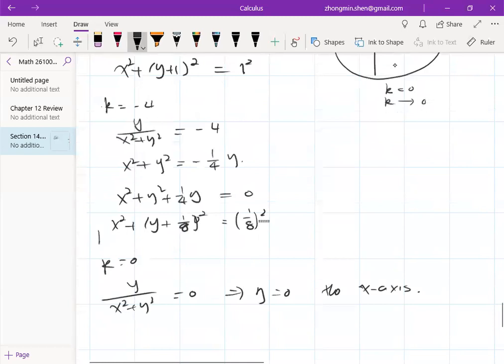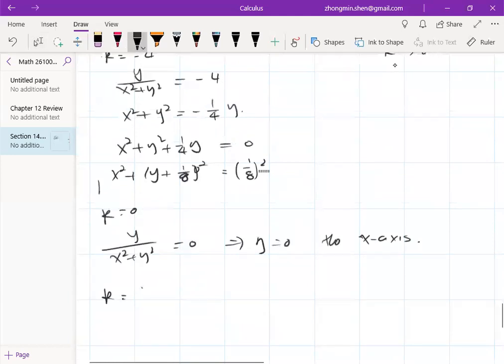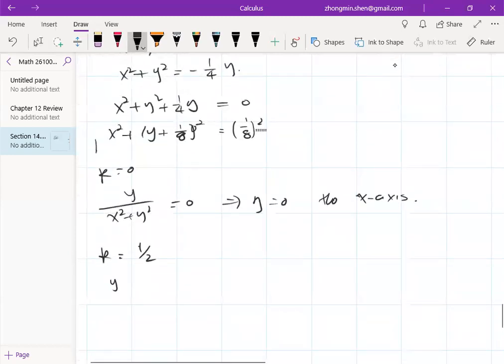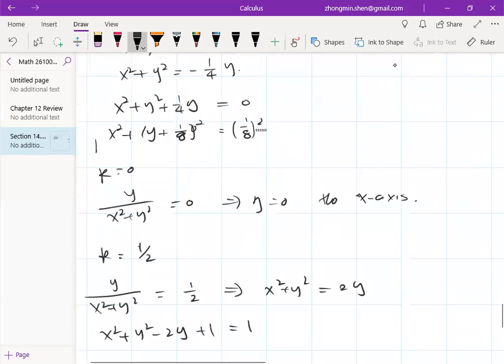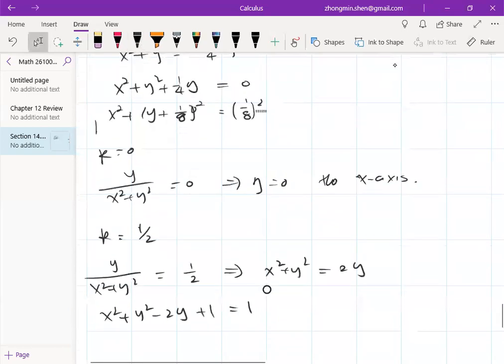Then when k is positive, this will be the circle above the axis. So when k equals positive 1/2, then y over x squared plus y squared equals 1/2, and that implies x squared plus y squared equals 2y, and that implies x squared plus y squared minus 2y. Then I have to add 1 to both sides. The only difference is this will be the circle above the x-axis with radius 1.